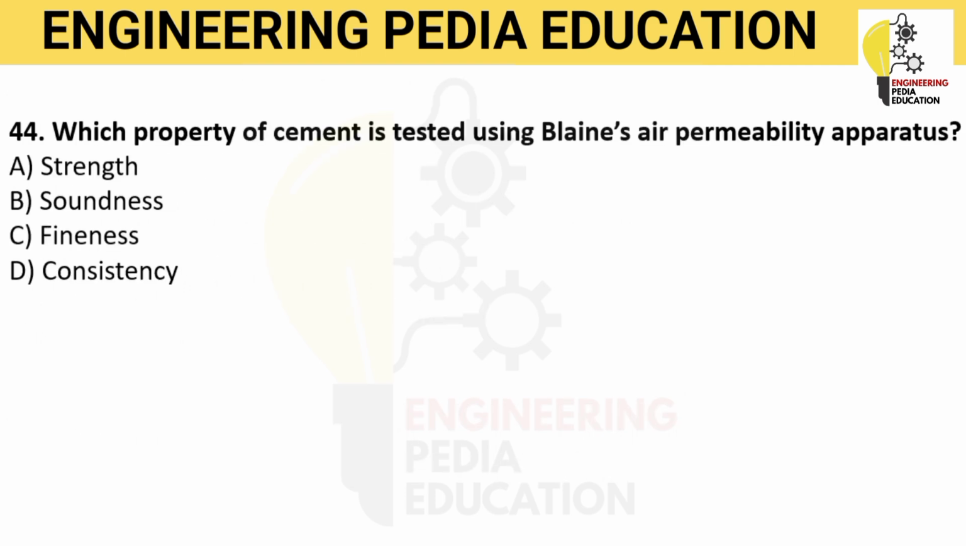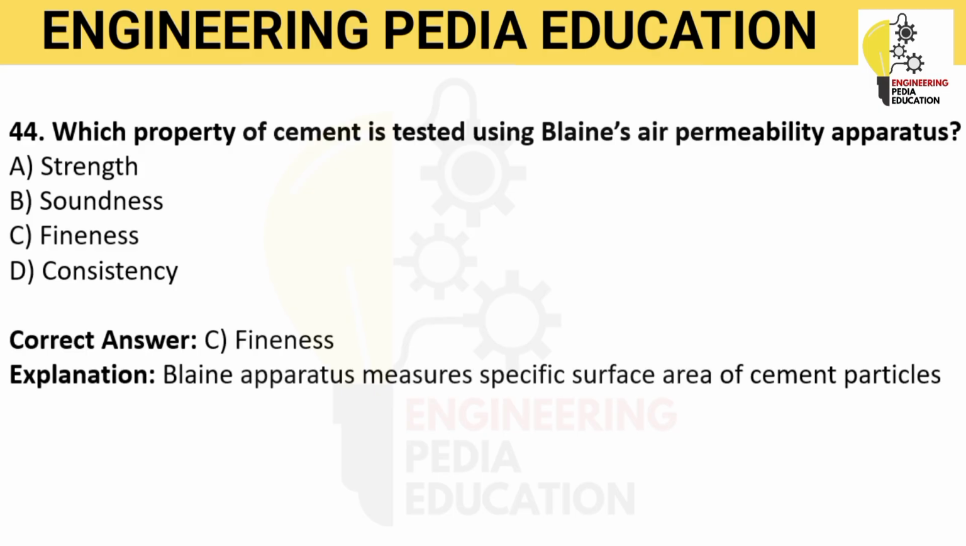Which property of cement is tested using Blaine air permeability test apparatus? Strength, soundness, fineness, consistency. So the correct answer is fineness. Blaine apparatus measures the specific surface area of cement particles. It is used to determine the fineness of cement by measuring its specific surface area.